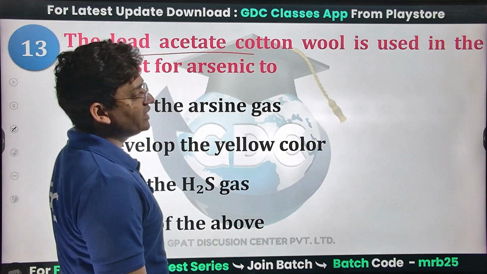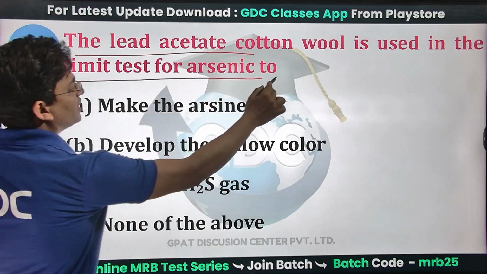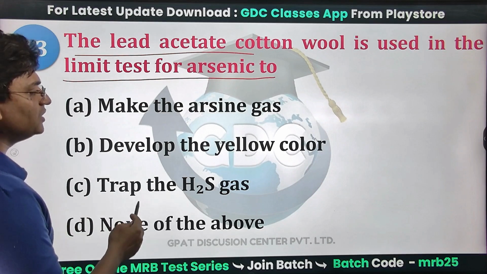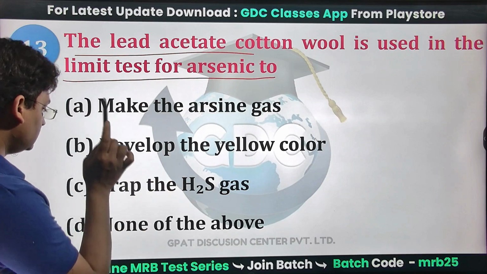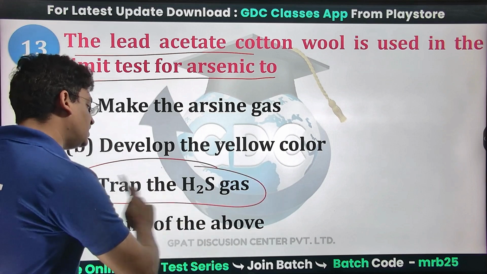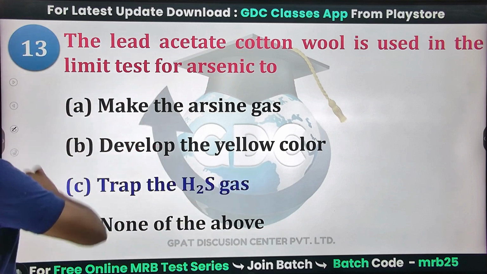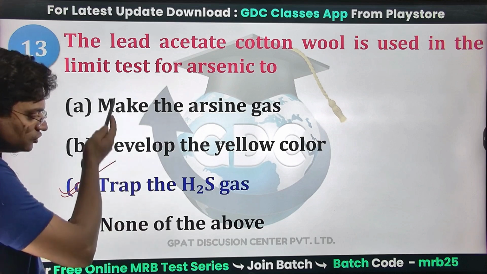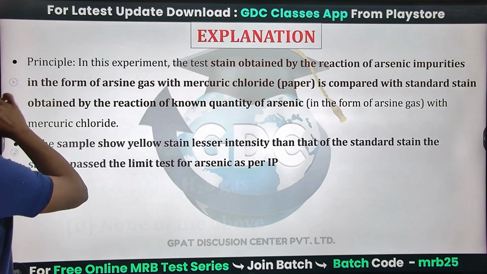Lead acetate cotton wool is used in the limit test for arsenic too. I see this question is repeated: to trap the H2S gas, we use a lead acetate cotton wool plug. So I guess this question is repeated, but the wording is changed, so you can go through the preparations.